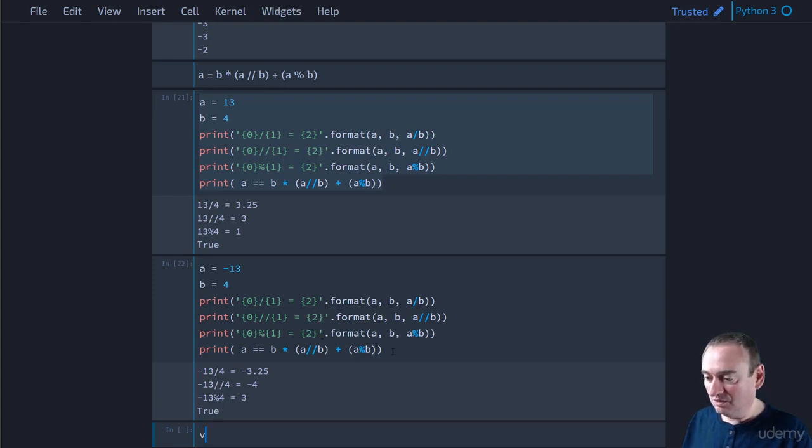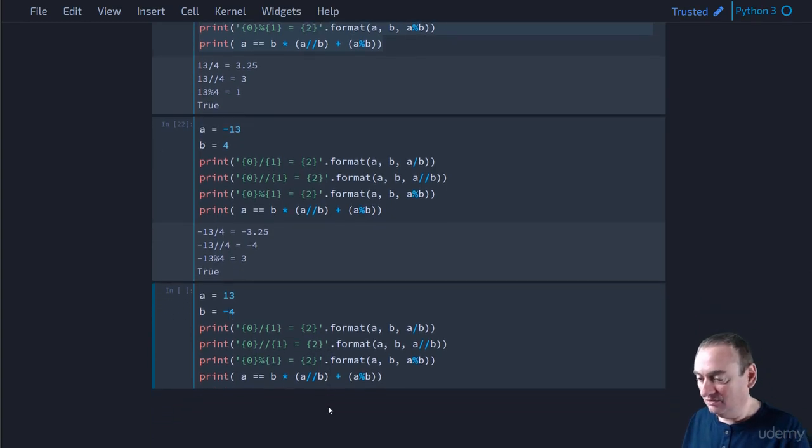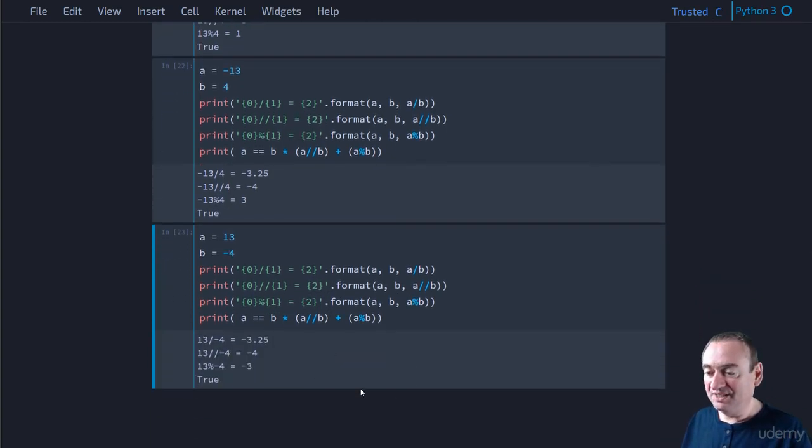So again, we'll copy paste that. And we'll stick the negative on the 4 this time. We'll leave the positive 13 alone. Run that. And as you can see, our equation evaluated to true. So again, that worked.